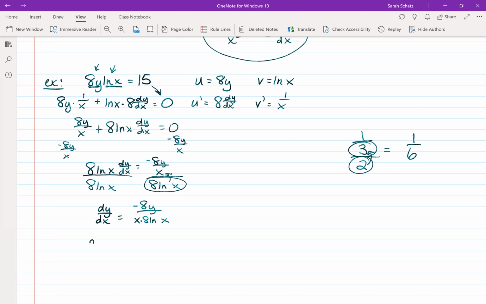And then from here, you're just going to reduce your fraction as much as possible. So you guys, this negative 8 and the 8, you can cancel those and end up with just negative y over x ln x. So be careful here. While the 8 and the 8 do cancel, that negative stays. But this is your final answer there.